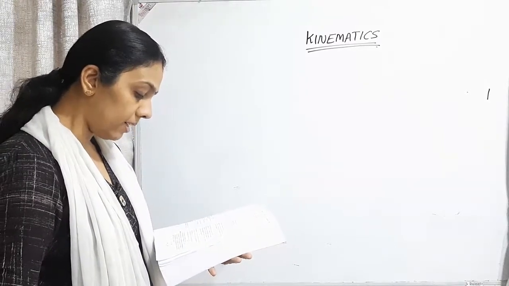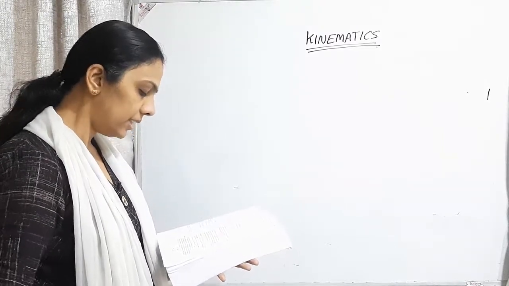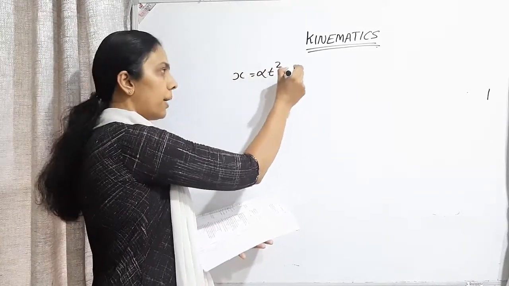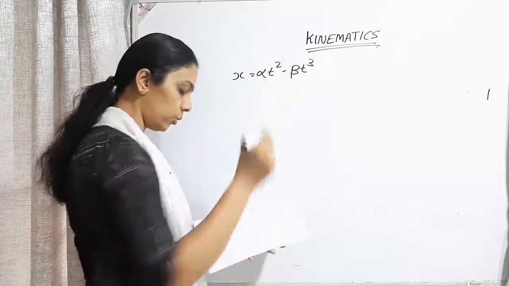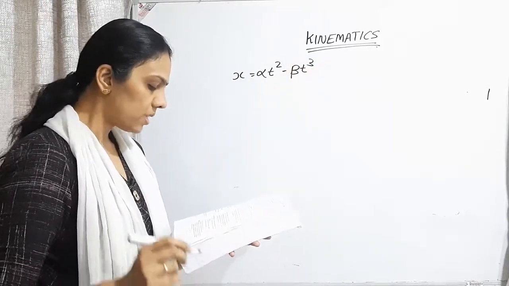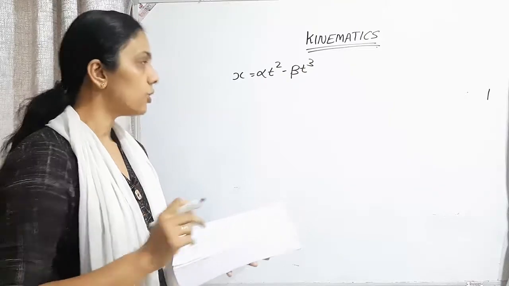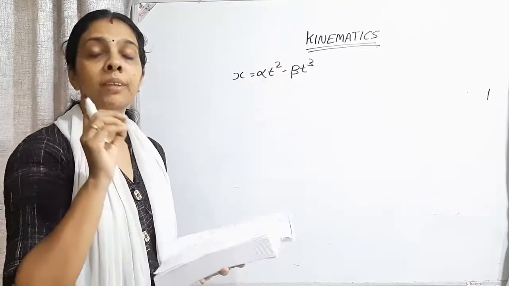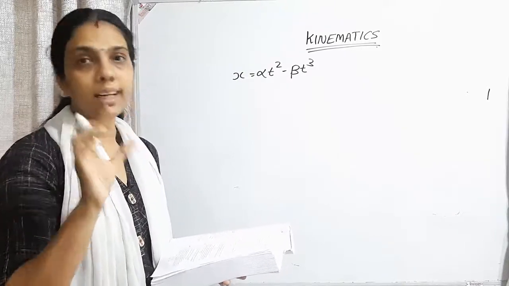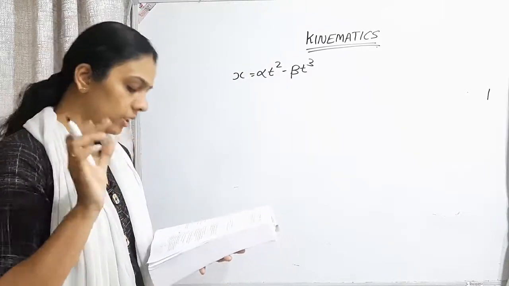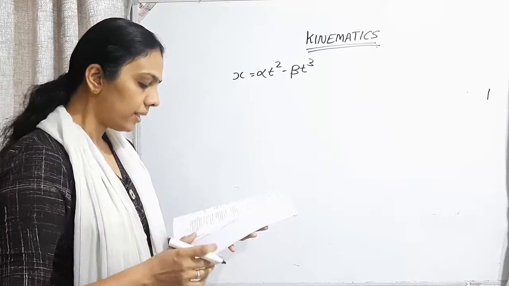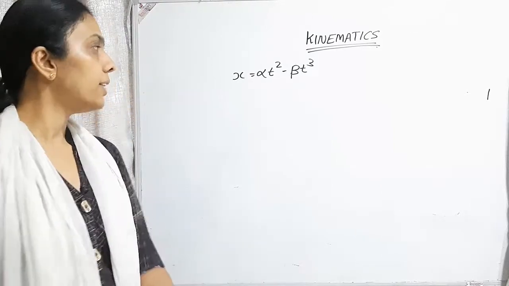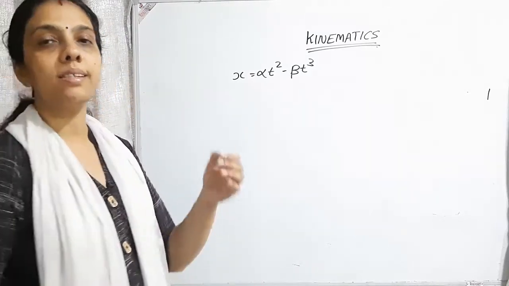displacement of a particle depends on time t as x equals alpha t square minus beta t cube. Choose the correct statements from the following. So the displacement is given like that, and some options are given. You should find out, choose the incorrect option, not the correct one, incorrect option. First one, particle never returns to its starting point. So here the particle is not coming back to its starting point.